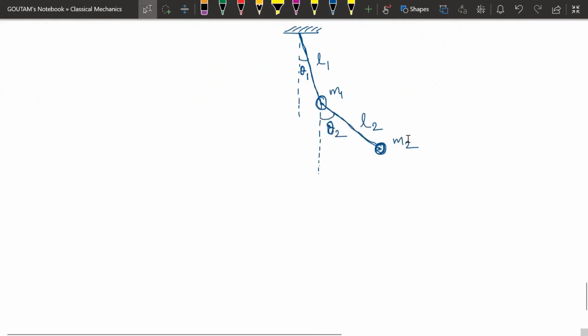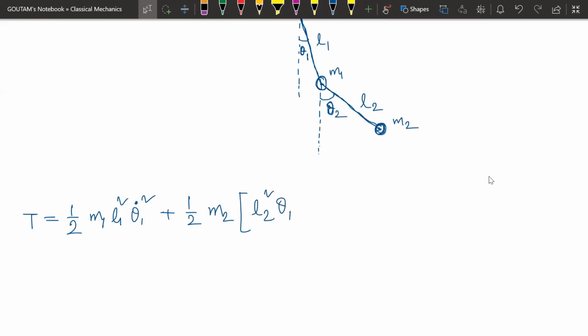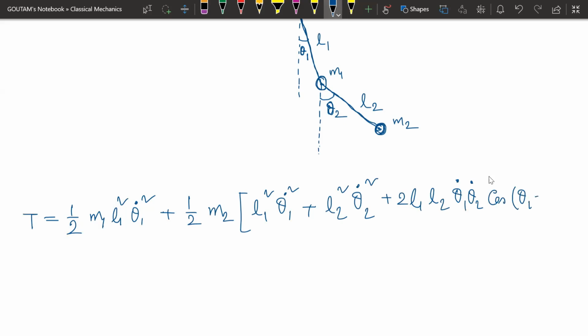First of all, we need to write down the kinetic energy and the potential energy. Then we find the Lagrangian by calculating T minus V, and then we write the equation of motion. The kinetic energy of the system, you need to do it by yourself, but I'm just writing the expression: half M1 L1 square theta 1 dot square plus half M2 times L1 square theta 1 dot square plus L2 square theta 2 dot square plus 2 L1 L2 theta 1 dot theta 2 dot cos of theta 1 minus theta 2.